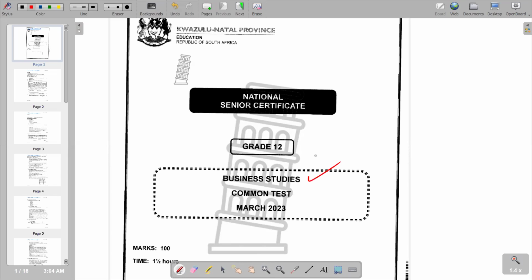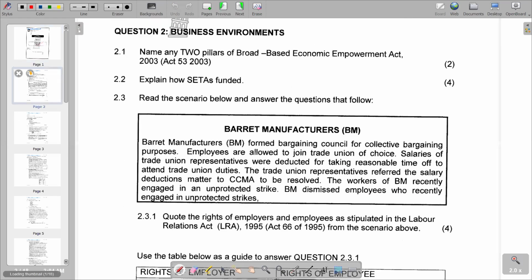In this video, I want to look at a test of March 2023. So we are going to look at a question paper from KwaZulu-Natal province. We are going to look at question 2 on that question paper. That is our section B. So I'm going to our question.